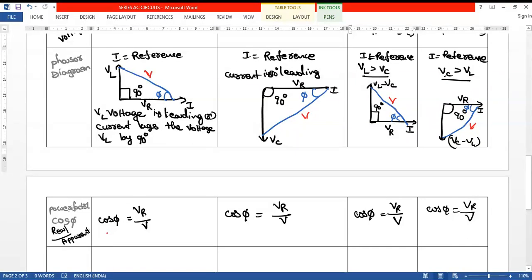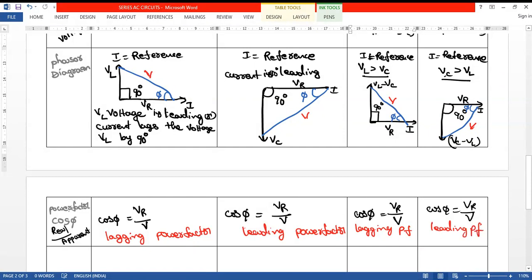Lagging power factor, because current is lagging. Here also it is lagging power factor. Current is lagging, voltage is leading. Lagging power factor, and here we have leading power factor.